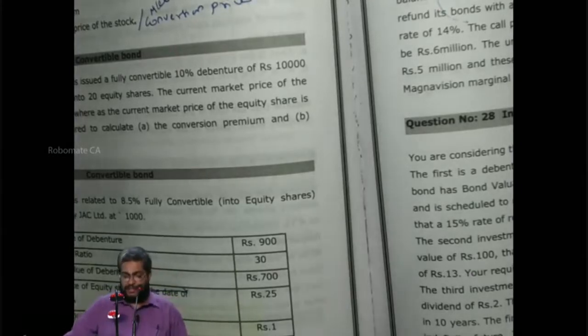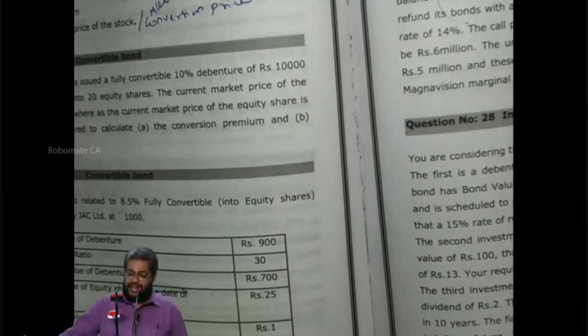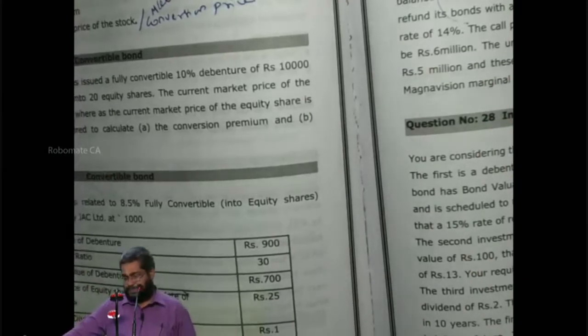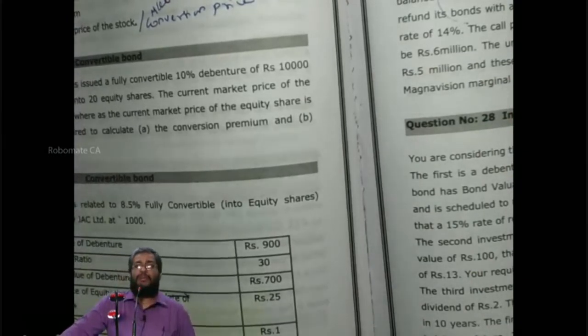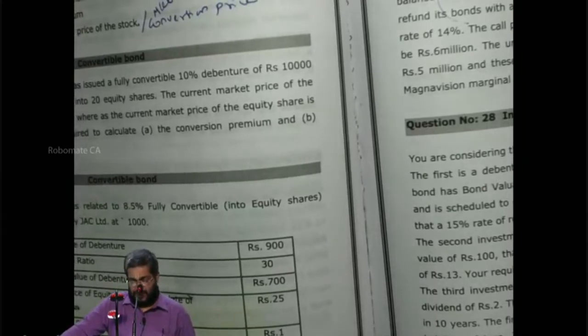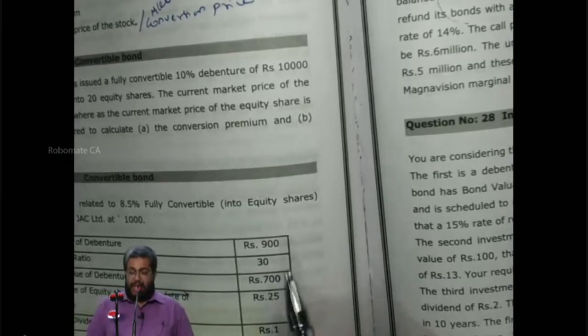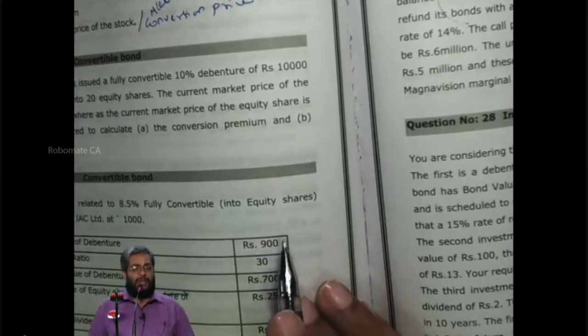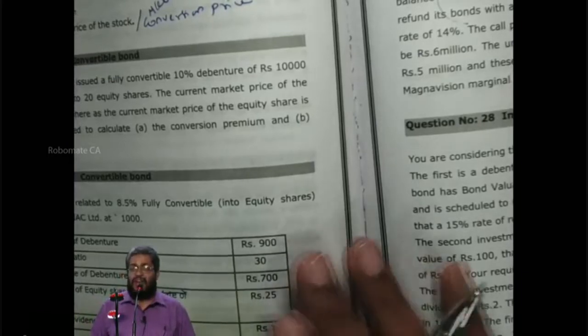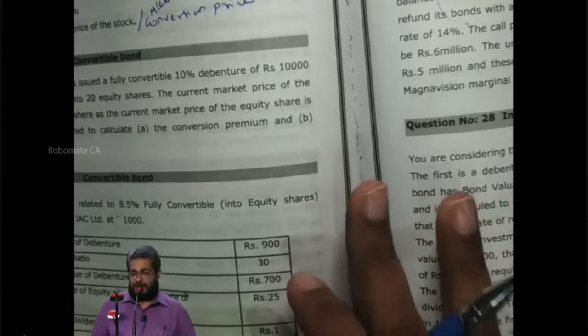Now, next, part D or E? E. Premium over straight bond value. Write down. It's very simple. If I buy a convertible bond, how much should I pay for that bond? 900. If I buy a straight bond, how much should I pay? 700. For the premium over straight bond? 200. Write down.